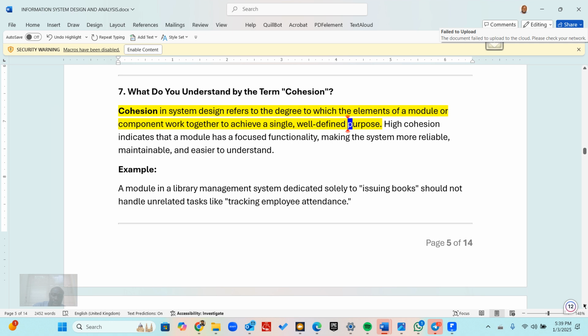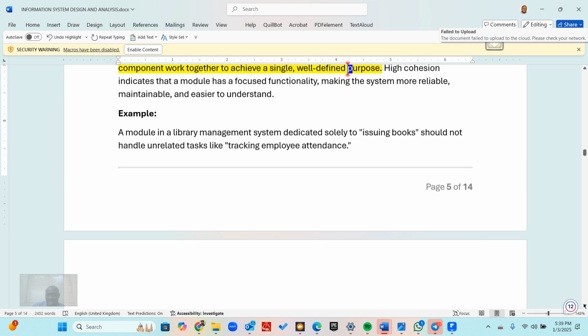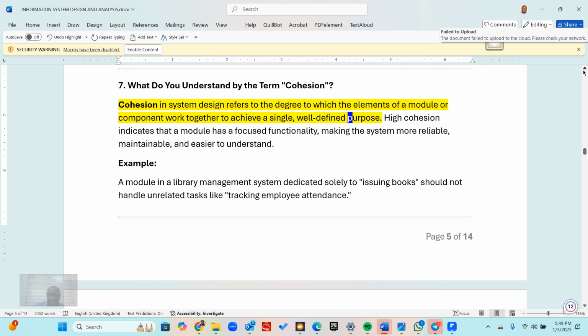So when you develop a module in a library management system dedicated solely to issuing books out, it should not handle unrelated tasks like tracking employee attendance. Employee attendance is a completely unrelated task to issuing books. So a module should be able to handle a well-defined purpose. Yeah, so this is it.